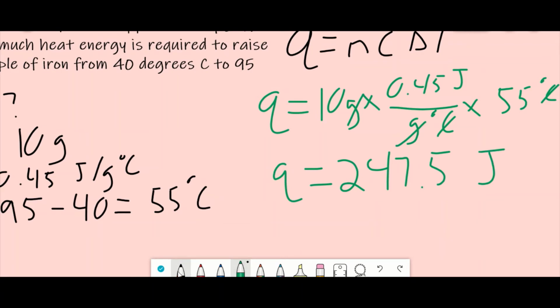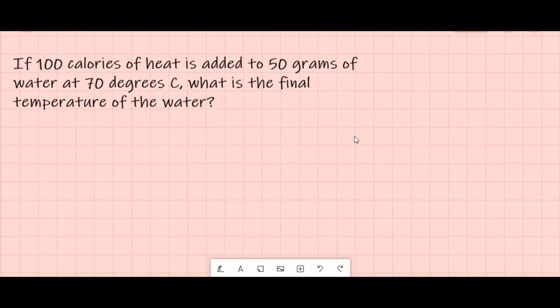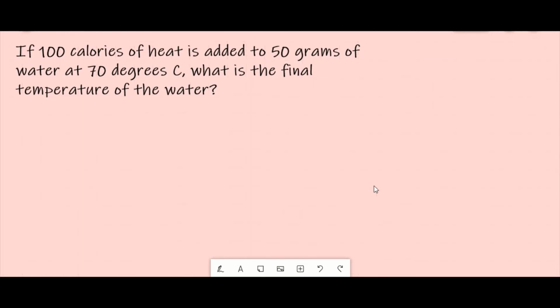Alright, so now we're going to move on to our next problem. It's going to be a little different because it gives us different units and it's going to ask us for something different. It says if 100 calories of heat is added to 50 grams of water at 70 degrees Celsius, what is the final temperature of the water?